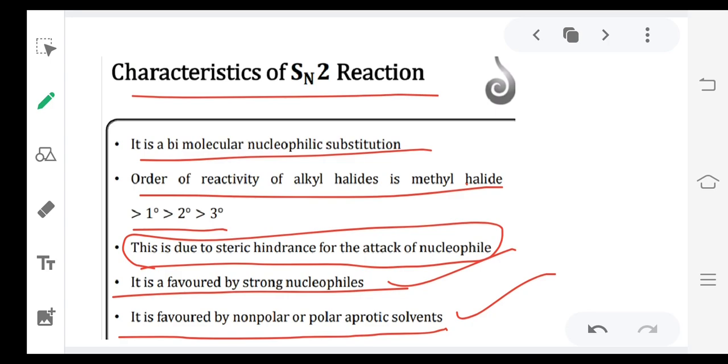So this is about SN1 and SN2 reactions. Very important questions. In board exams, we will get one question from these two.